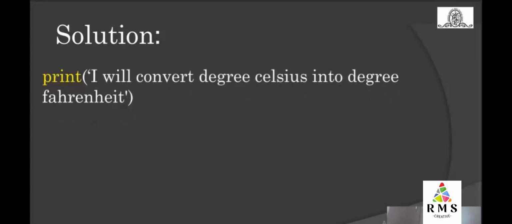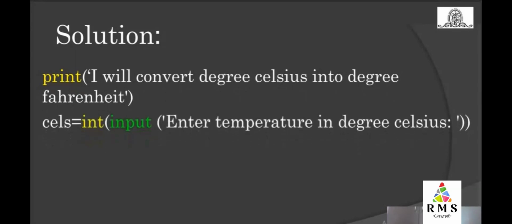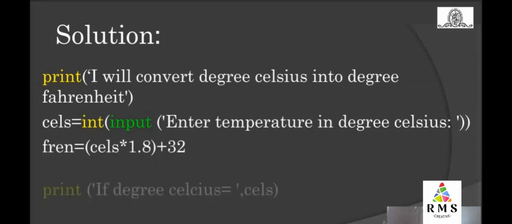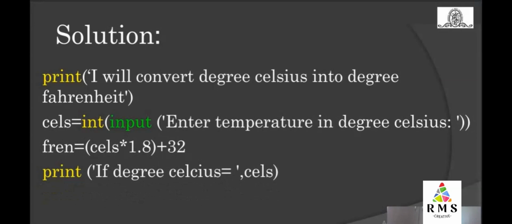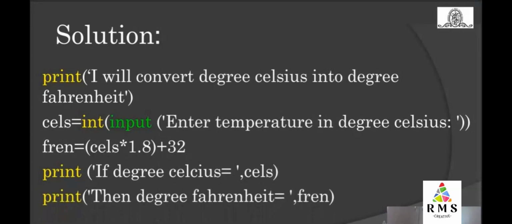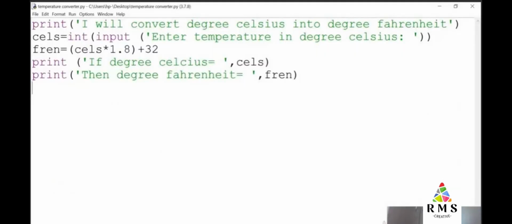First of all, I will again print to the user: I will convert degree centigrade into degree Fahrenheit. Celsius is the integer input. Fahrenheit, this is the conversion formula, friends. Print if degree centigrade is this, then degree Fahrenheit will be this. So I hope you are getting this program. Now let us try to run this code on Python. Yes friends, so this is the code which I have typed and I have saved this particular program. So now let us run it.